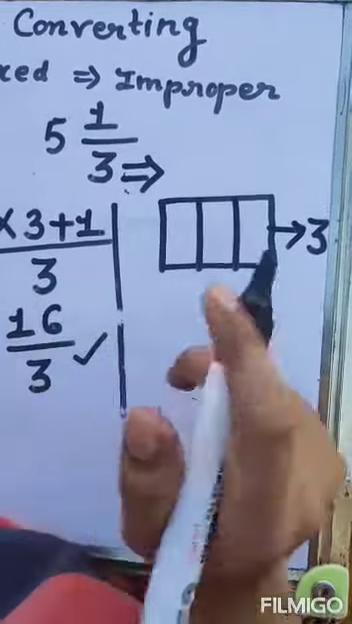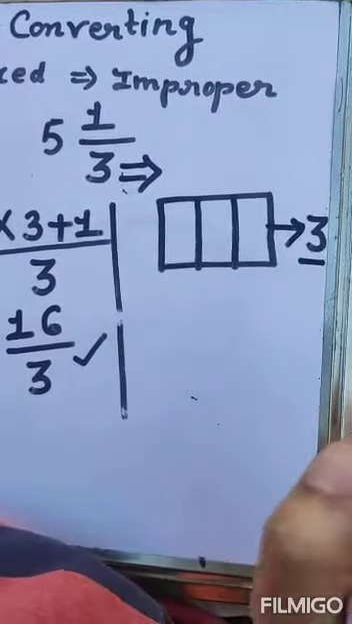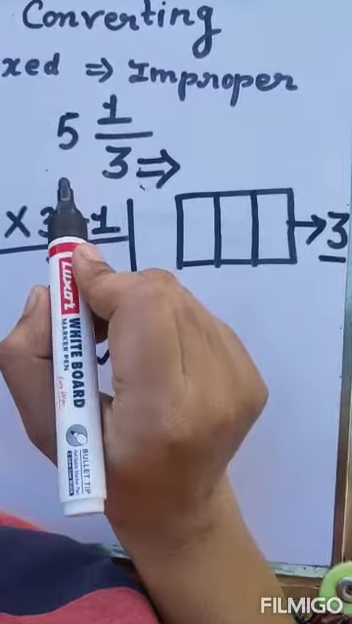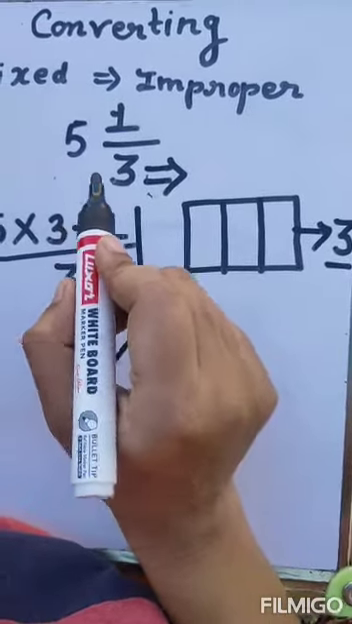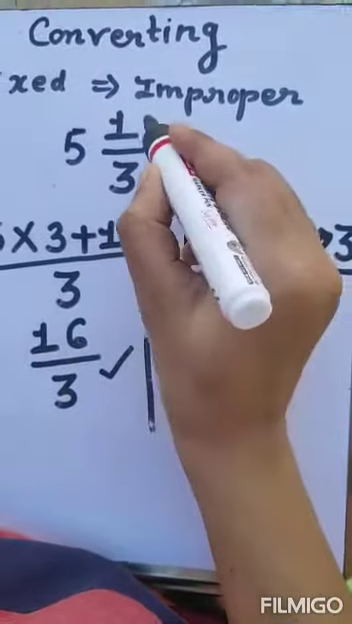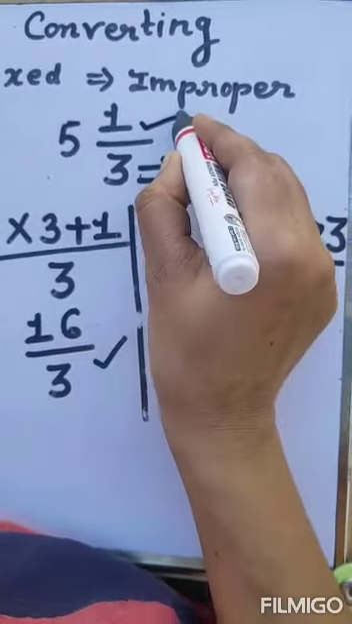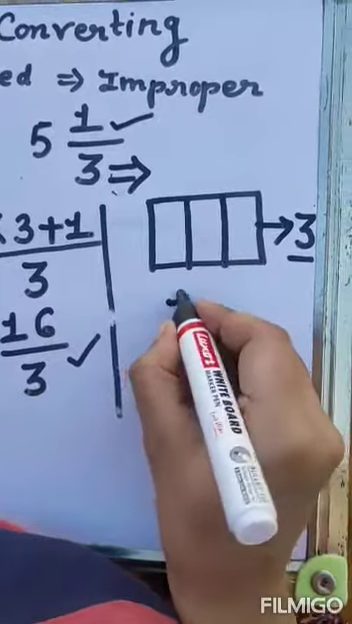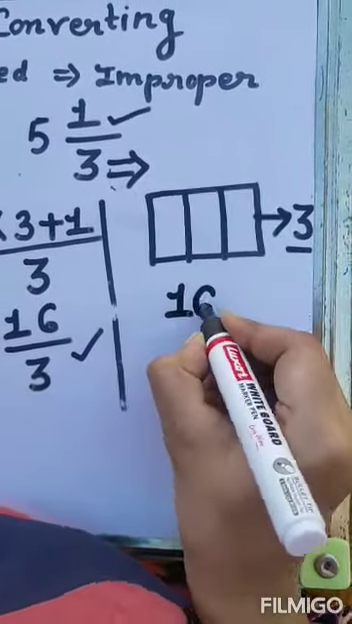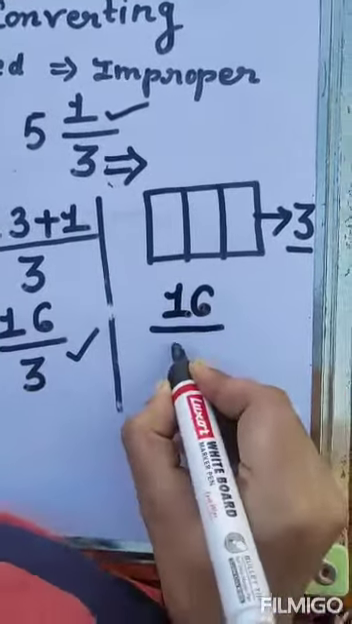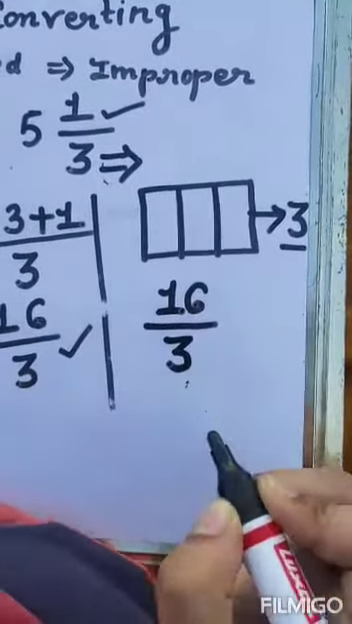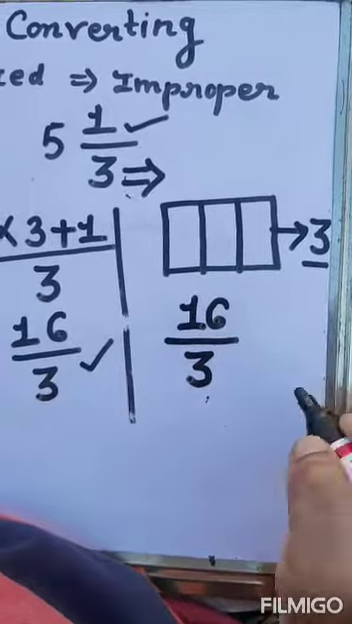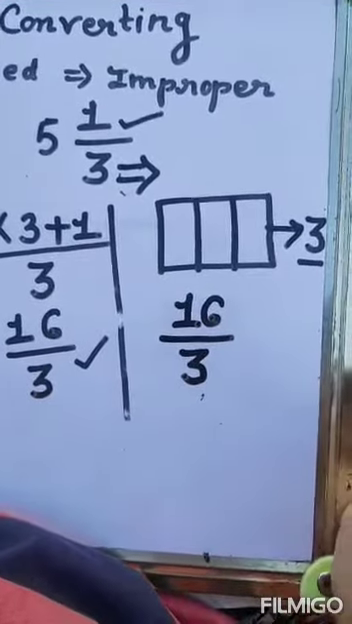Now this 5 is the whole, which means if I have 5 chocolates, then how many parts will I be having? If there are 3 parts in one chocolate, then in 5 chocolates I will be having 15 parts. Now I am having one more extra part, so it will be 15 plus 1, 16 parts. And each chocolate I have divided into 3 equal parts. So this is also one way you can understand and solve this question.